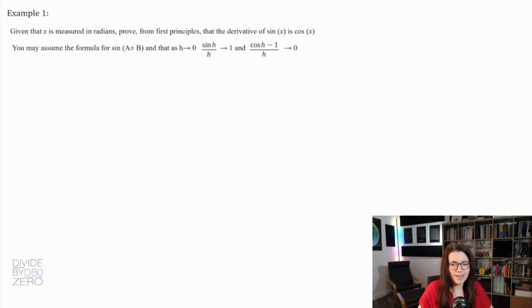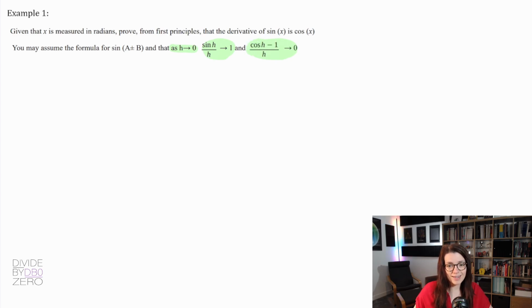Let's start with differentiating sine from first principles. So example 1: given that x is measured in radians, prove from first principles that the derivative of sine x is cos x. You may assume the formula for sine a plus or minus b, and that as h tends towards 0, sine h over h tends towards 1, and cos h minus 1 over h tends towards 0. Those results may seem a little bit random at first, but they're essential to the proof later on, as you'll see.